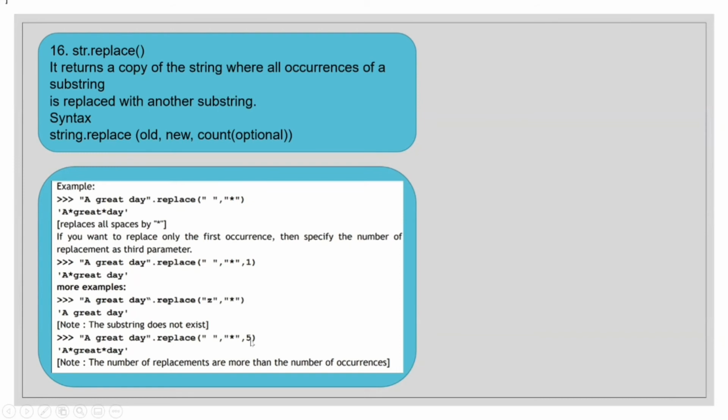So now here again, I want to replace it 5 times, but there are only 2 occurrences, only 2 spaces are there. So it's going to replace 2 times, and then it's going to ignore the rest because the number of replacements is more than the number of occurrences. So it's not going to make any difference. It's going to change all the possible spaces.